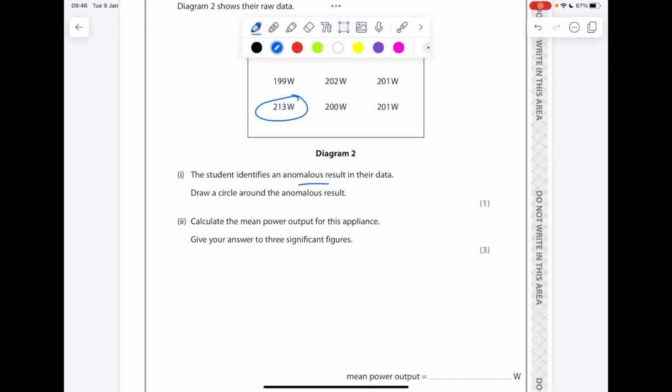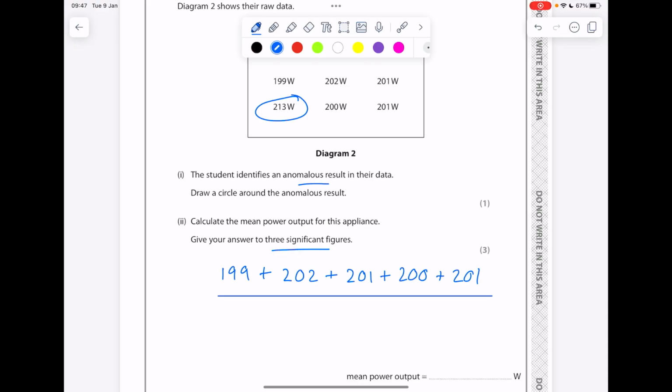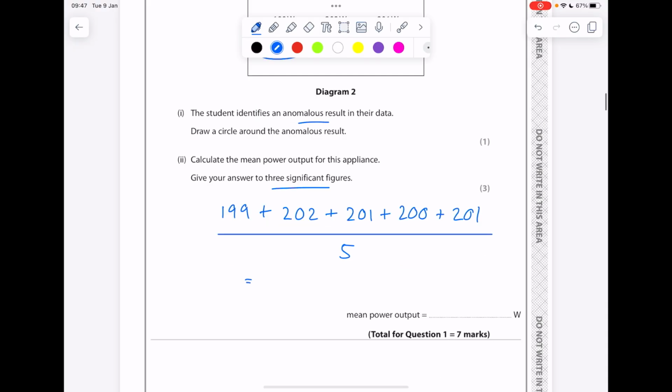Calculate the mean power output for this appliance, give your answer to 3 sig fig. So to find the average or mean, we add up all the values which aren't anomalous. And then divide by how many there are. 1, 2, 3, 4, 5. And then they want the answer to 3 significant figures.